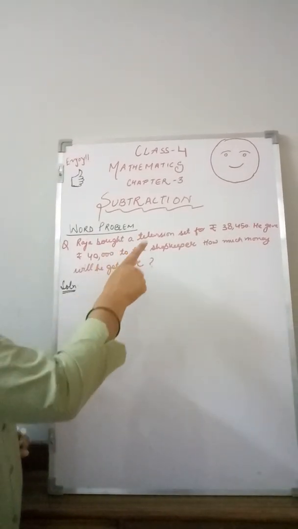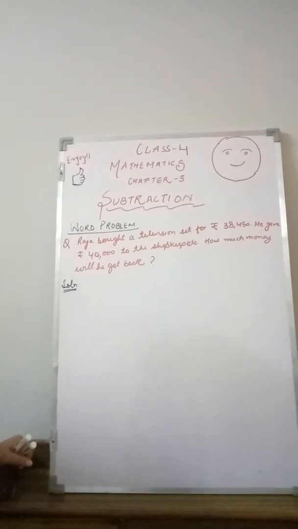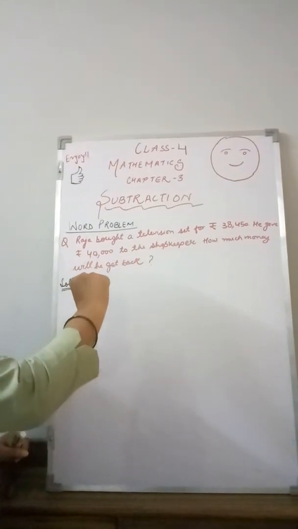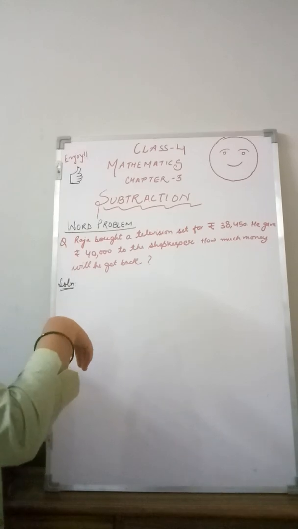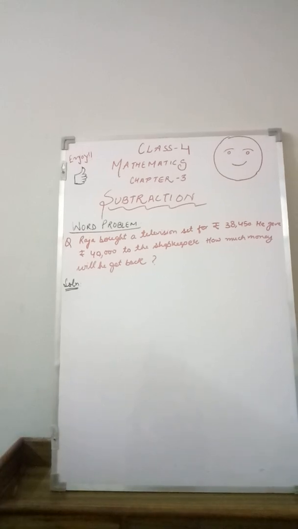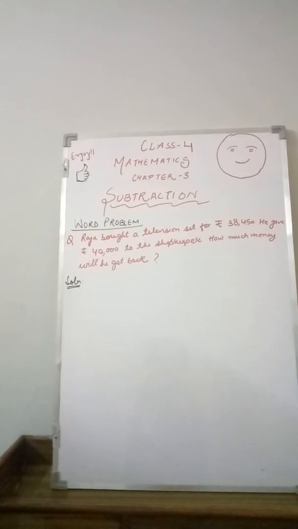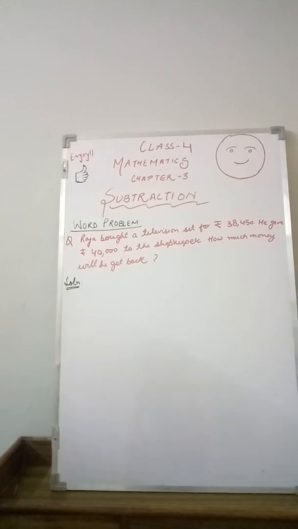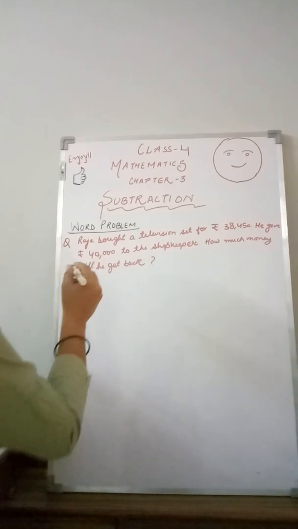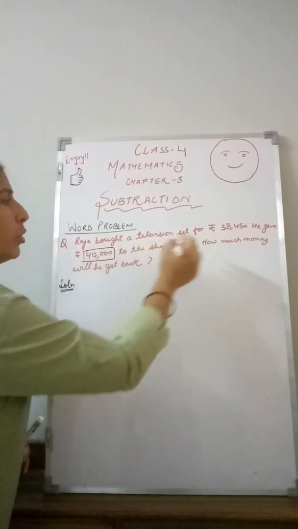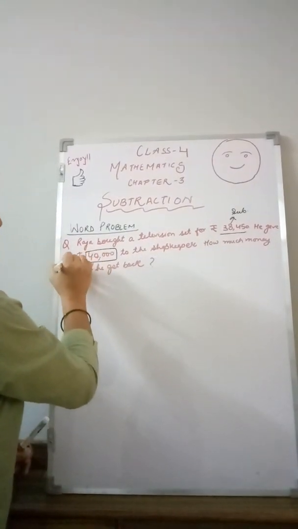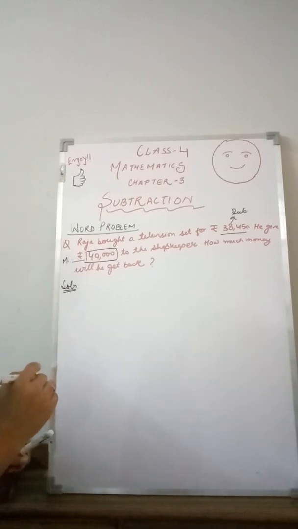So let's read the question first. Raja bought a television set for rupees 38,450. The cost of the television is given in the question. He gave rupees 40,000 to the shopkeeper. So how much money will he get back? Get back means 40,000 is given and the cost of the television is 38,450. So how much money is returned by the shopkeeper to Raja? It means we have to subtract the numbers. The bigger number is always the minuend and the smaller number is the subtrahend. It is very important to understand which is the minuend and which is the subtrahend here.